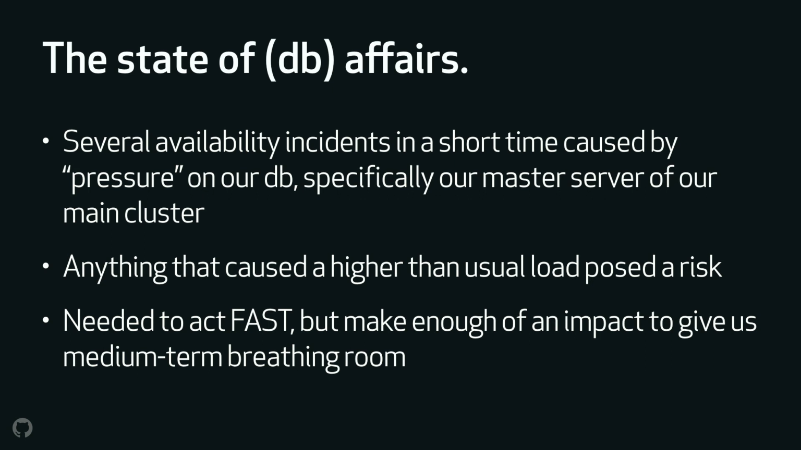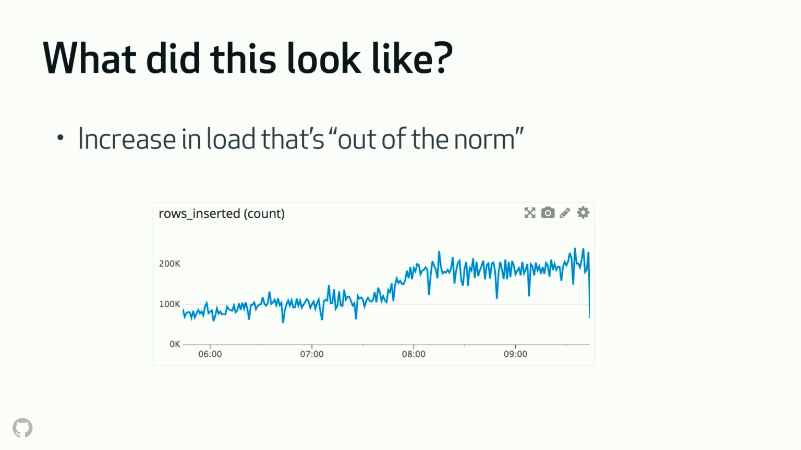We knew that we needed to act fast, but make enough of an impact to give us some medium-term breathing room. I'm not going to go into too much detail about how we got here. We just celebrated our 10-year anniversary, and GitHub has been really lucky that we've seen a huge amount of growth in that time. And we have this Rails app that has served us really well. It allowed us to get to the place that we're in, but it is a monolith, right? So that is going to reflect itself in our database. It was just an organic growth that got us to this point. And I think this is something that a lot of companies have to deal with. Everything kind of just caught up to us at one point. So we knew we needed to make some changes.